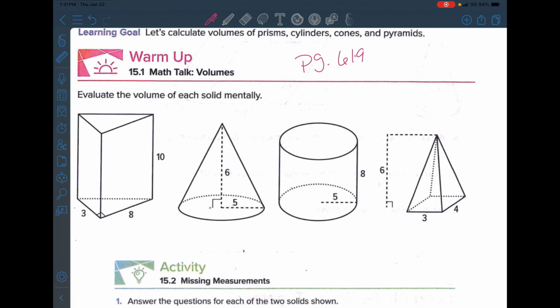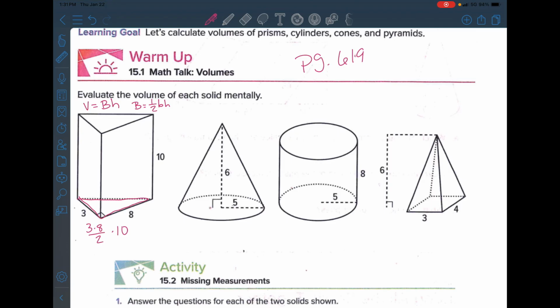So this first one is a prism. It is a triangular prism. So this is V equals capital BH. Because my base is the shape of a triangle, my capital B equals 1/2 base times height. So what I'm going to do is take 3 times 8 and divide it by 2, and then I'm going to multiply it by 10. And that's going to give me my volume of that prism. You should be able to do this very quickly.